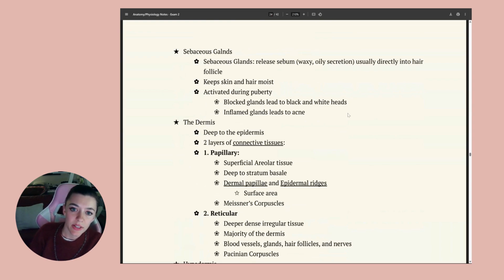Next, your sebaceous glands. Those release sebum, usually directly onto your hair follicle. If you remember, sebum is like a waxy, oily secretion, and this acts to keep your skin and hair moist, and they're activated during puberty. Blocked glands can lead to black and whiteheads, and inflamed glands can lead to acne. So a good way to remember this one is sebaceous glands. It's like sebum. Sebaceous, sebum sounds pretty similar.